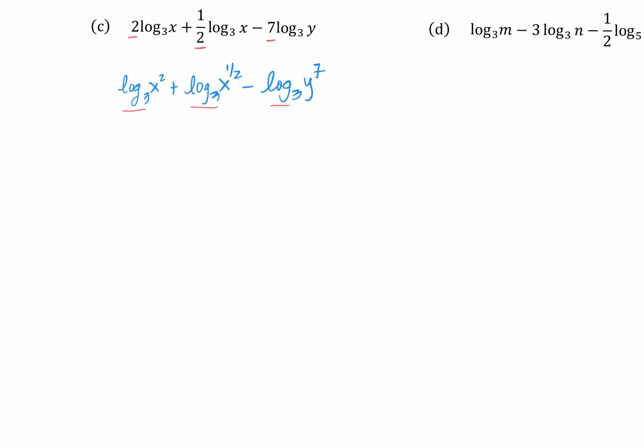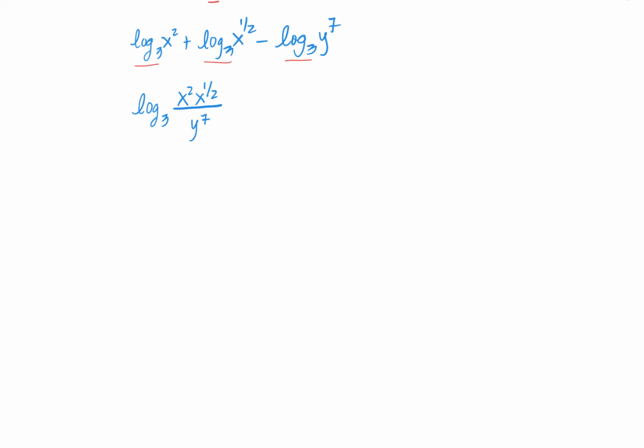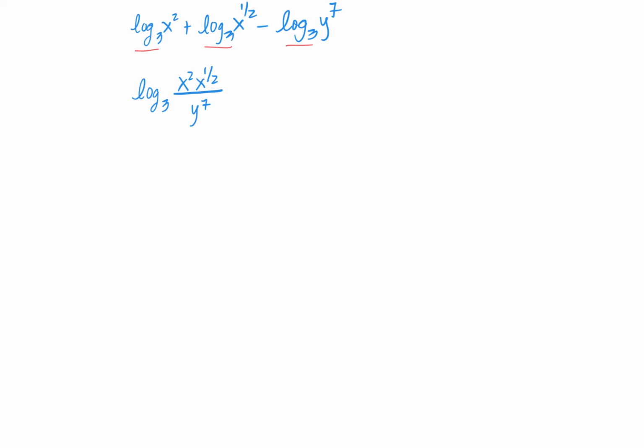Log base 3, log base 3, log base 3. I can combine it into 1 log base 3 of the x squared goes on top, and so does the x to the 1/2. But it's a minus log base 3 of y to the 7, so the y to the 7 goes below. And now in the numerator, the x squared, the x to the 1/2, I can combine them by adding 2 plus 1/2, which should give me 5/2 to get log base 3 of x to the 5/2 over y to the 7. And I believe that's as far as I can go.